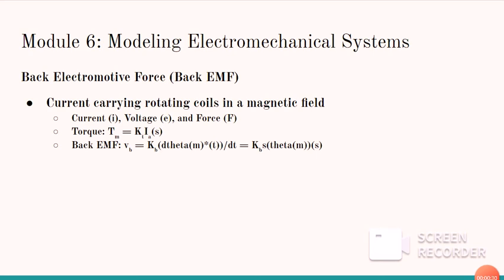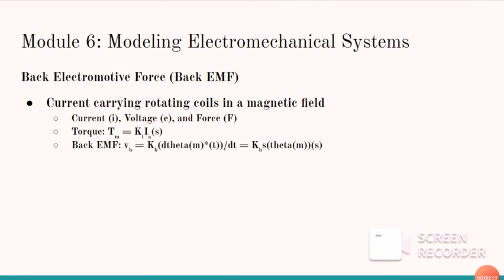Current carrying rotating coils in magnetic field. So we will have current, which is our I here. We'll have a voltage, which is B times length times velocity. Then we'll have a force, which is B times length times your current. And then from that, we'll be able to calculate a torque value, which will be your constant times your current.